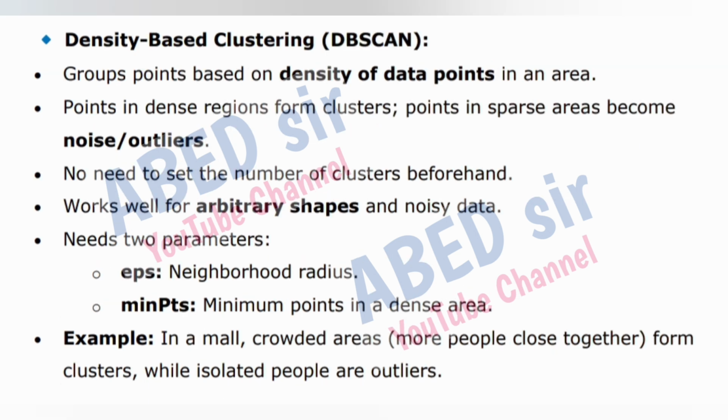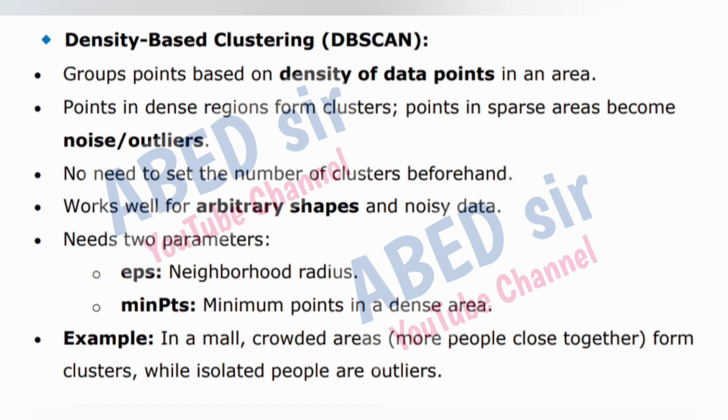Density-based clustering, DBSCAN. Groups points based on density of data points in an area. Points in dense regions form clusters. Points in sparse areas become noise or outliers. No need to set the number of clusters beforehand. Works well for arbitrary shapes and noisy data.